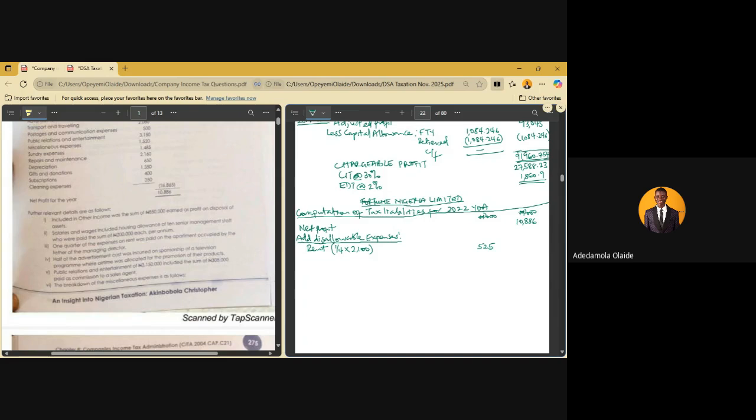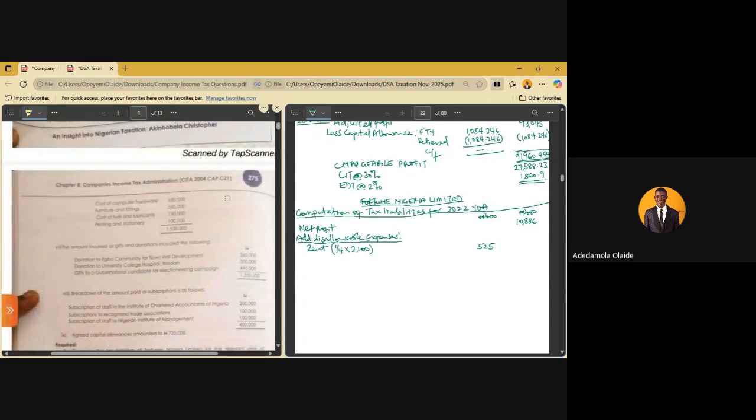Breakdown of miscellaneous expenses as follows. For this, cost of computer hardware is disallowable, because that's a capital expenditure. They should capitalize it. How much? 650,000. Then furniture and fittings should also be capitalized. 550,000.